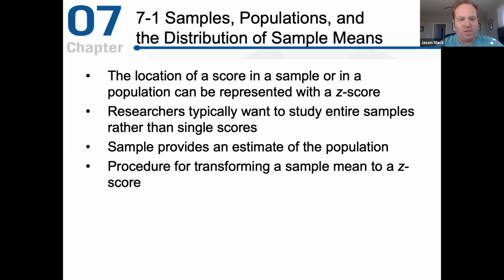The location of a z-score: samples, populations, and the distribution of sample means. The location of a score in a sample or a population can be represented with a z-score. Researchers typically want to study entire samples rather than single scores. The sample provides an estimate of the population. Procedure for transforming a sample mean to a z-score. We're going to walk through all of that.